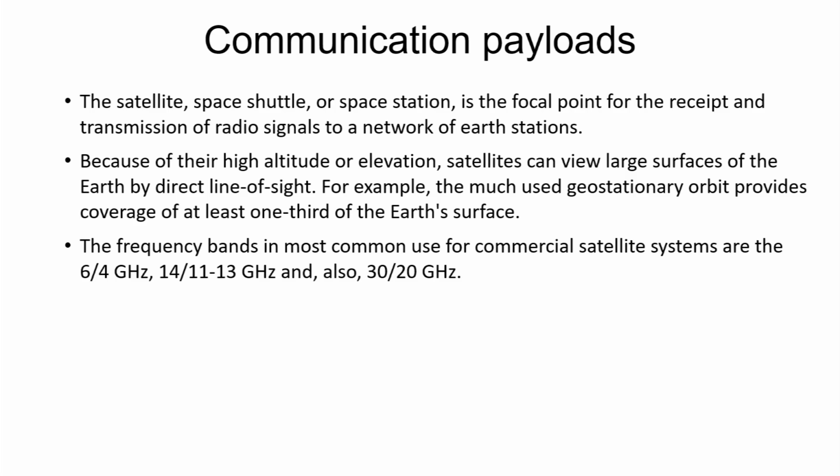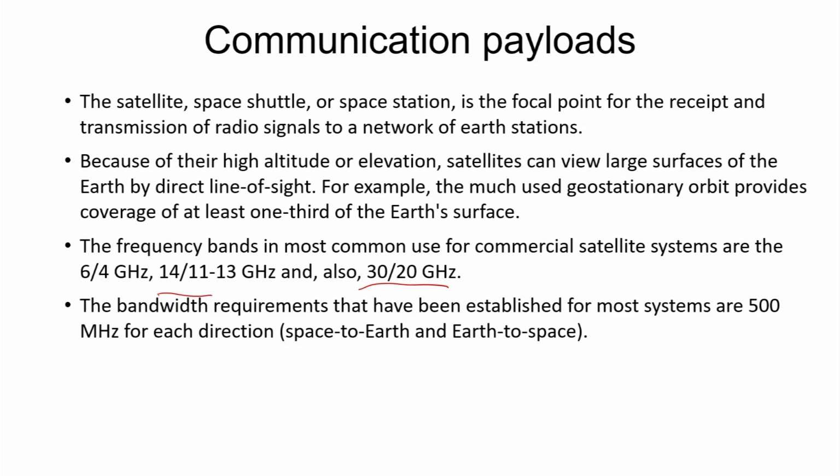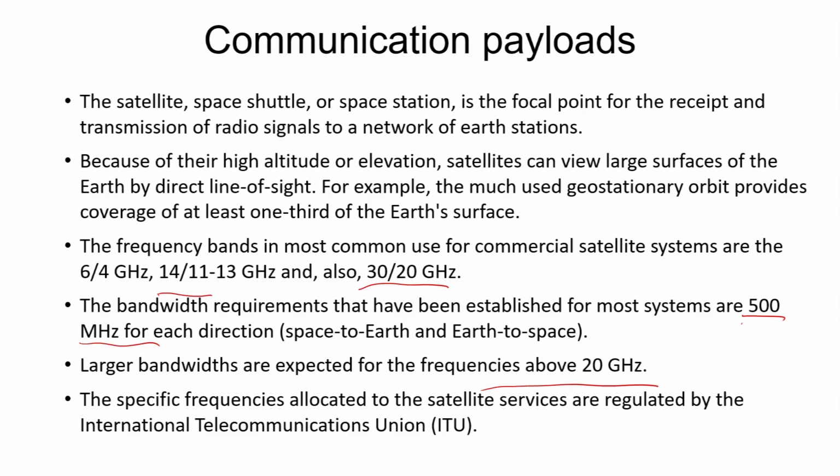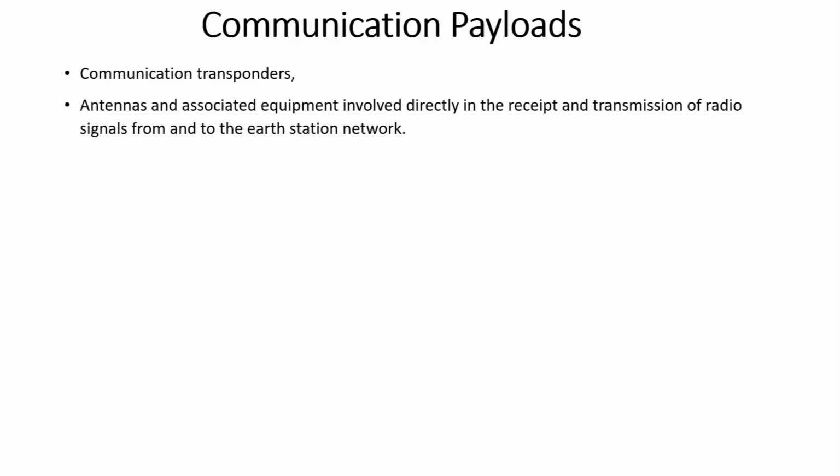These are the frequency bands 6 and 4 gigahertz, then the Q band, and even the Ka band. The bandwidth requirement for most of the systems is 500 megahertz for each direction, and larger bandwidths are expected when the frequencies are above 20 gigahertz. And whatever the frequency allocated, it has to be regulated by the International Telecommunication Union, called the ITU. So, the communication payload contains the communication transponders and antennas, associated and involved directly in the receipt and the transmission of radio signals from the earth to the satellite and from the satellite to the earth station network.